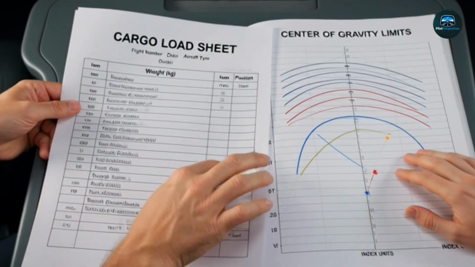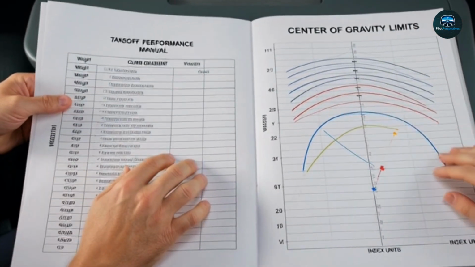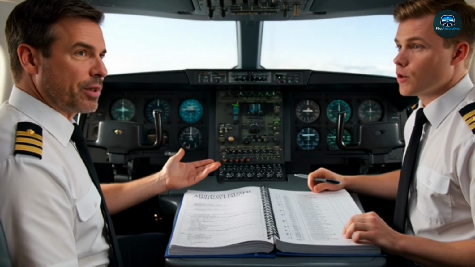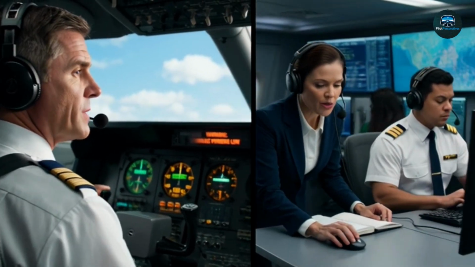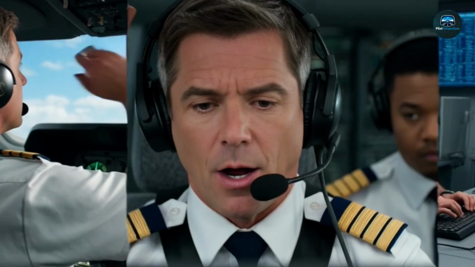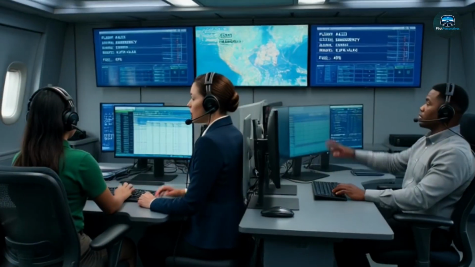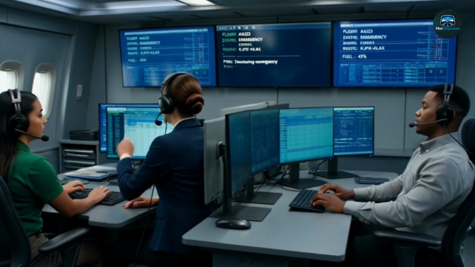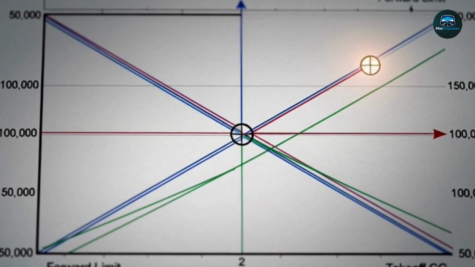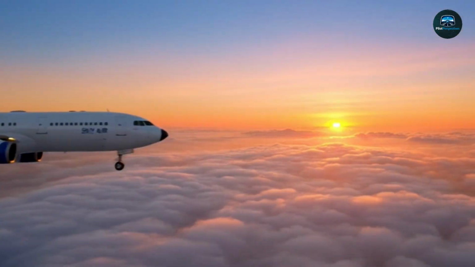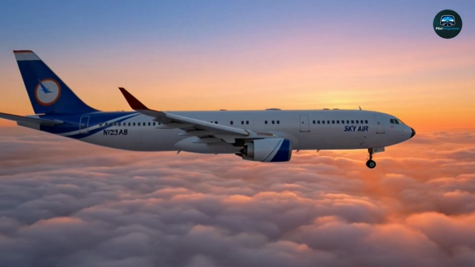Based on this, they decide whether to continue the flight, change altitude, reduce speed, or make an emergency landing. Safety comes first. These calculations are critical because incorrect balance can make landing extremely risky. Pilots may also coordinate with dispatchers and ground engineers to confirm the safest action. In aviation, even small numbers matter. A few centimeters of cargo movement can create major consequences at 35,000 feet.